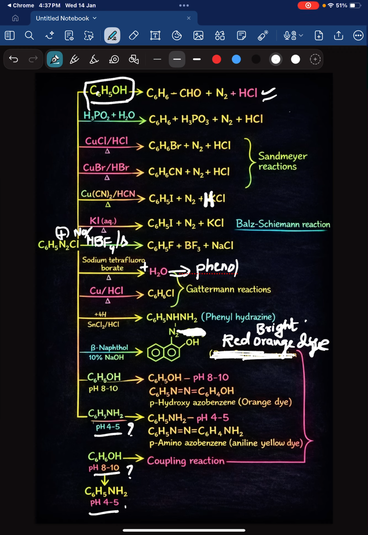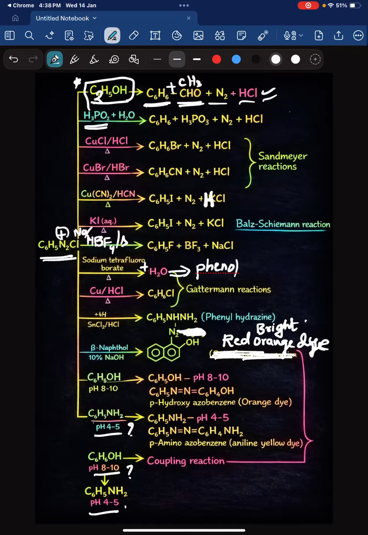It is C2H5OH, ethanol. Ethanol becomes benzene and CH3CHO plus N2 and HCl. So here what happens is benzene diazonium chloride is converted into benzene in presence of C2H5OH, and C2H5OH is converted into CH3CHO. It is oxidizing to aldehyde and benzene diazonium chloride is reducing to C6H6. So that's how the redox reaction is happening in this.